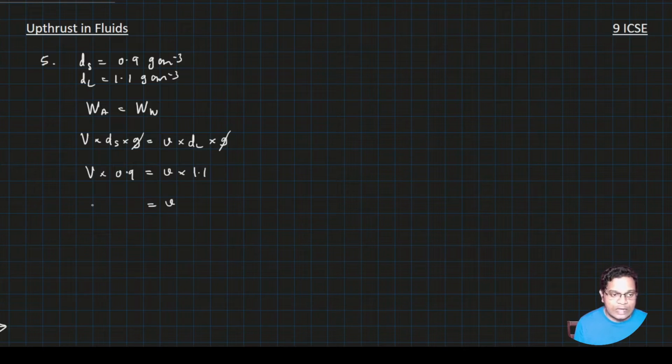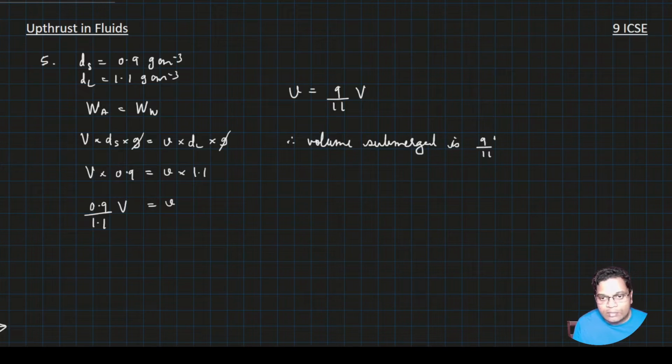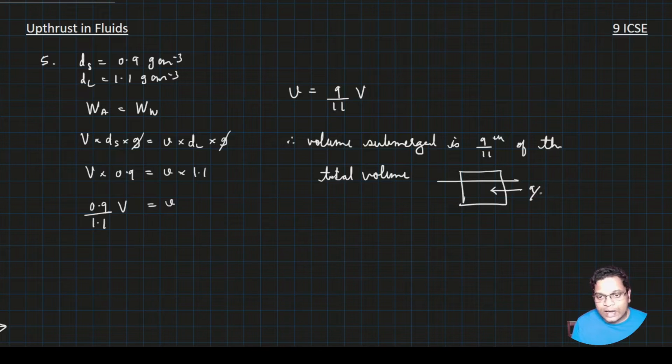So again we need small b, so that is 0.9 divided by 1.1 into big B. So small b we get 9 by 11 into capital B. Therefore we will say that the volume submerged is 9 by 11 of the total volume. So if you have an ice block, 9 by 11 part of the volume is inside, and 2 by 11 is outside. Again, the same reason why icebergs are dangerous for ships.